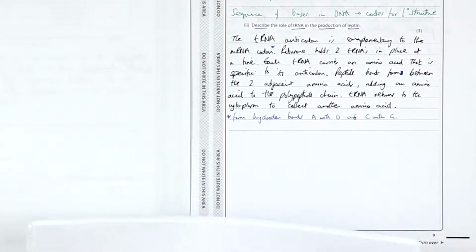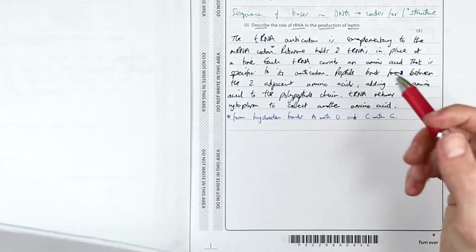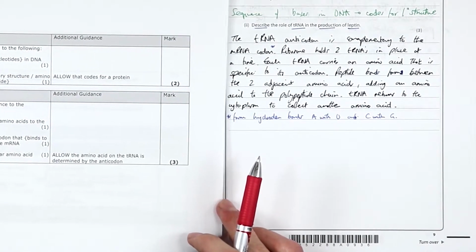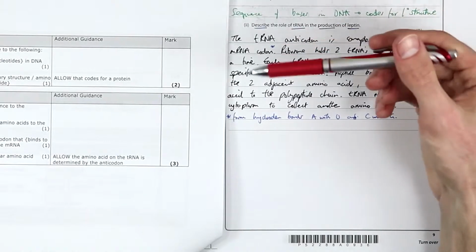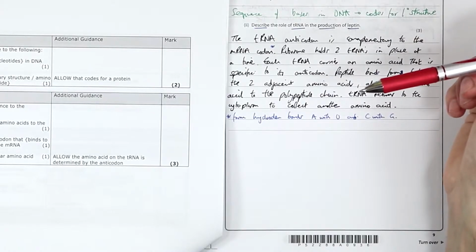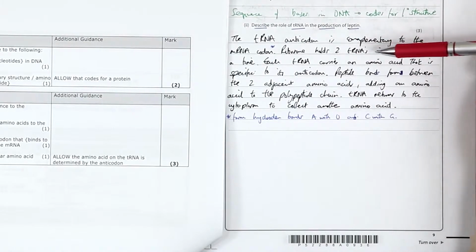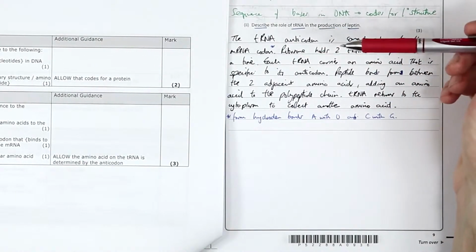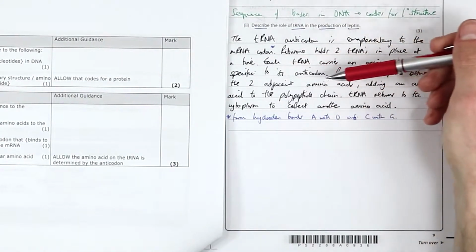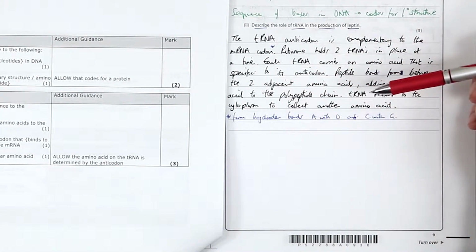Okay, what have we got here? The role of tRNA in the production of leptin. Okay, I'll read my answer. There's basically nowhere I can put this. But you're basically fully zoomed out at this point. The tRNA anticodon is complementary to the messenger RNA codon. They form hydrogen bonds with A with U and C with G. Ribosome holds 2 transfer RNAs in place at a time. Each transfer RNA carries an amino acid that is specific to its anticodon. Peptide bonds form between the 2 adjacent amino acids, adding an amino acid to the polypeptide chain. Transfer RNA returns to the cytoplasm to collect another amino acid.